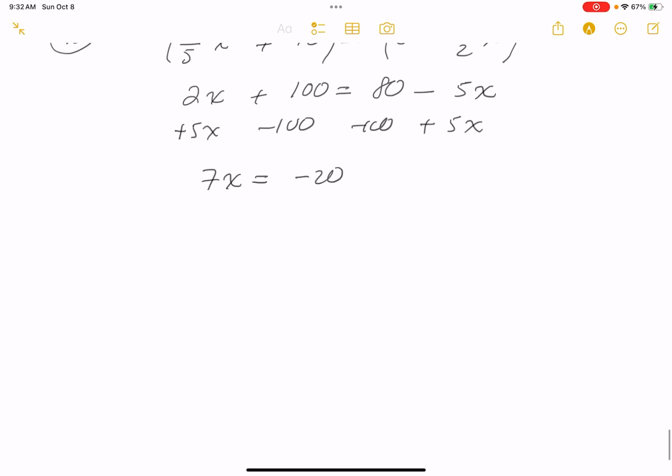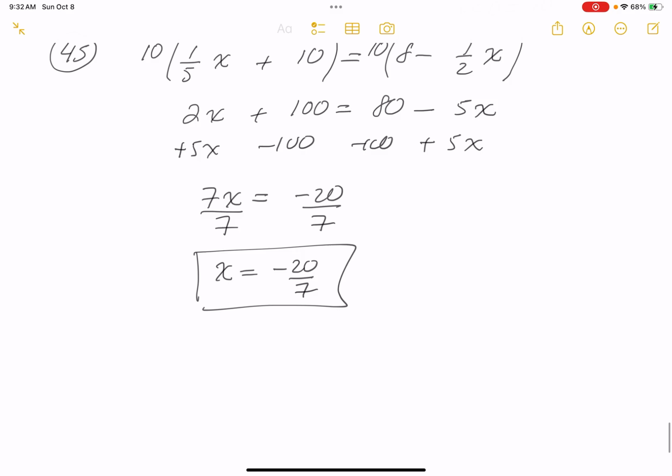All right? And what do you get now? We can divide both sides by 7. And what do you get? X equals minus 20 over 7. Put a box in that. I do want to check it, by the way. And certainly, you're free not to check it. You say it's just exhausted, whatever.